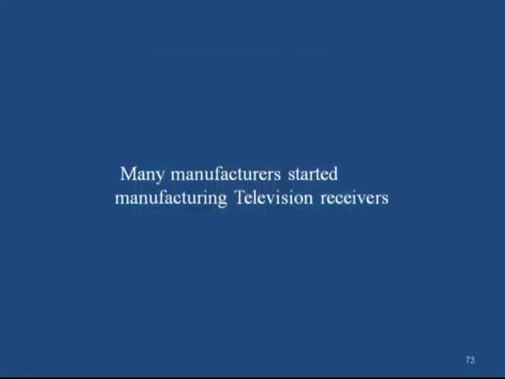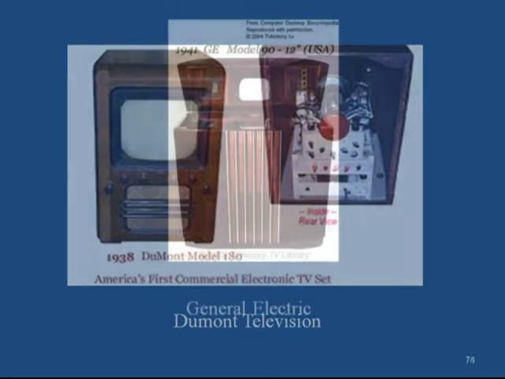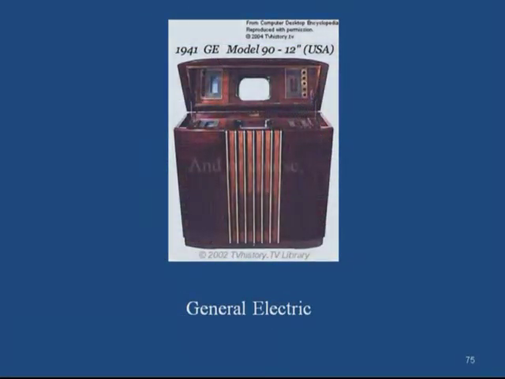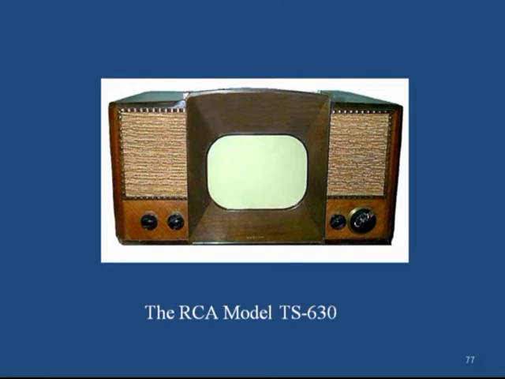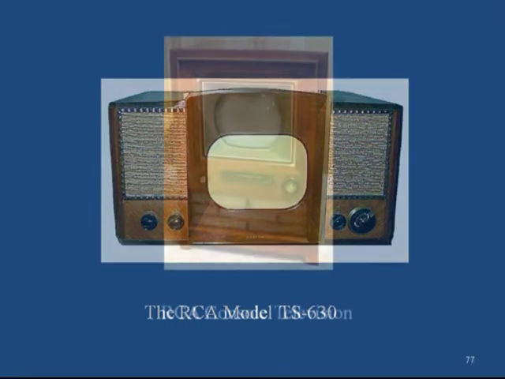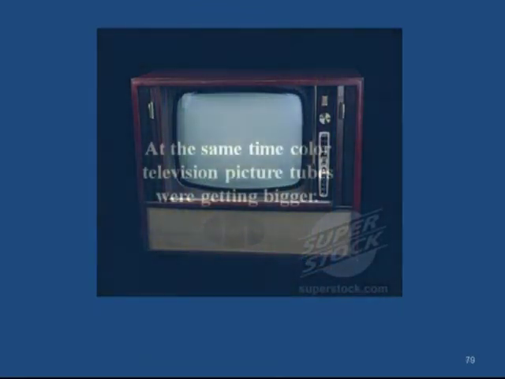Many manufacturers started manufacturing television receivers, and this goes back to the 30s. There were a few manufacturers, Dumont, GE, and a few others. And of course, the RCA Model TS630, and I bet at least half of us had television sets like this in the late 40s, early 1950s. When Mara and I got married, we bought a used set like this for $55. And they started getting fancier and fancier.